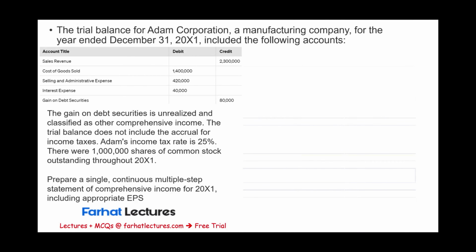This is Professor Farhat, in which we will look at preparing a single continuous multiple step statement of comprehensive income. Comprehensive income is all of income. It's comprehensive. It includes net income, revenues, expenses, gains and losses, including income and losses that bypass the income statement, that are not listed on the income statement.